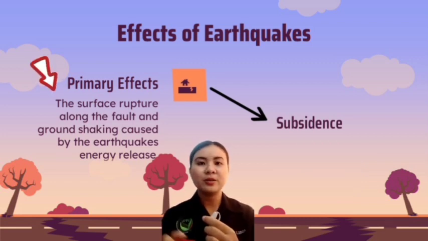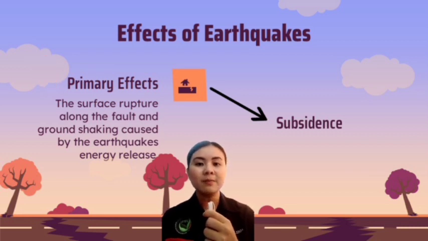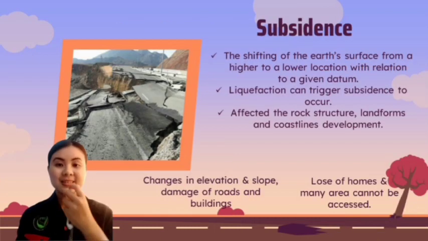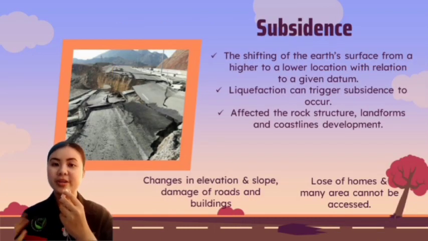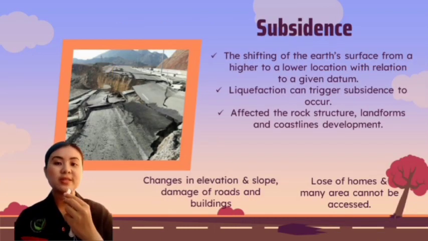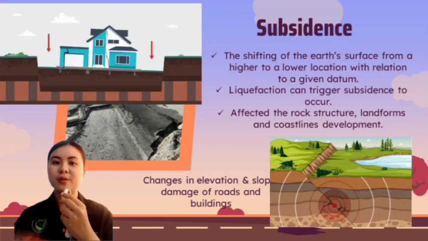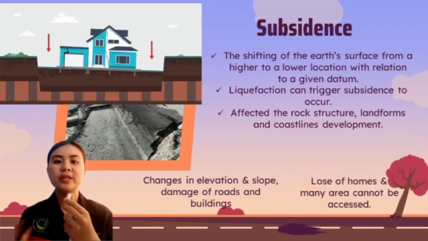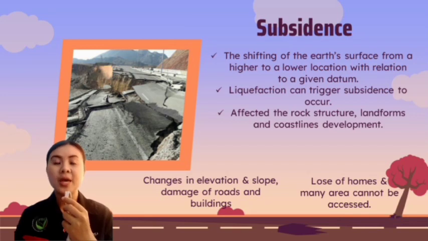Primary effects of an earthquake can be explained by the surface rupture along the fault and ground shaking caused by the earthquake energy release. It depends on the magnitude of the earthquake and the stress environment. Subsidence is one of the primary impacts of the earthquake, which means the shifting of the Earth's surface from a higher to a lower location in relation to a given datum. In simple words, it can be explained as abrupt Earth surface sinking.